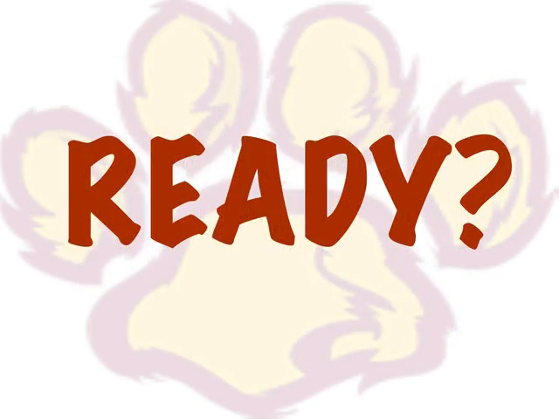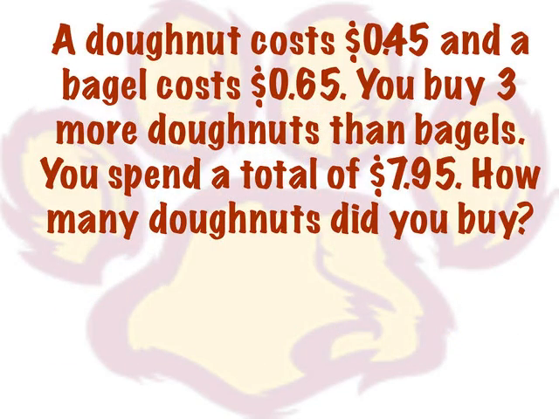Ready? Go. A donut costs 45 cents and a bagel costs 65 cents. You buy 3 more donuts than bagels. You spend a total of $7.95. How many donuts did you buy? Try to get your two equations.